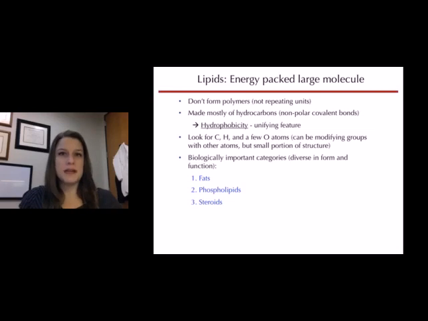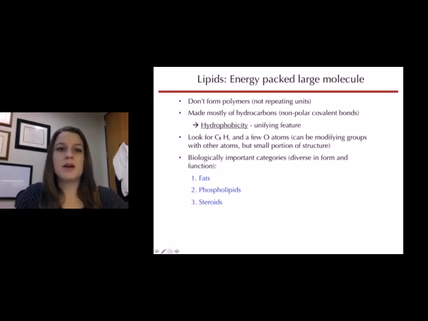So why do we put them all together? The reason we put them together is because they are all hydrophobic to a large extent. Sometimes they might be a little hydrophobic, a little hydrophilic, but the hydrophobicity, the not hydrogen bonding to water, that's why they're all together.